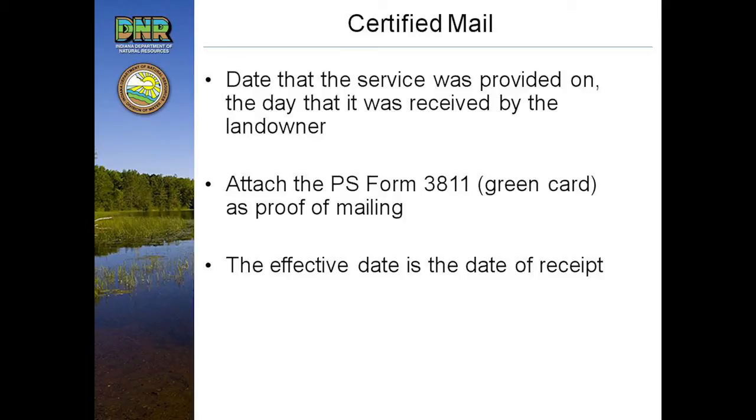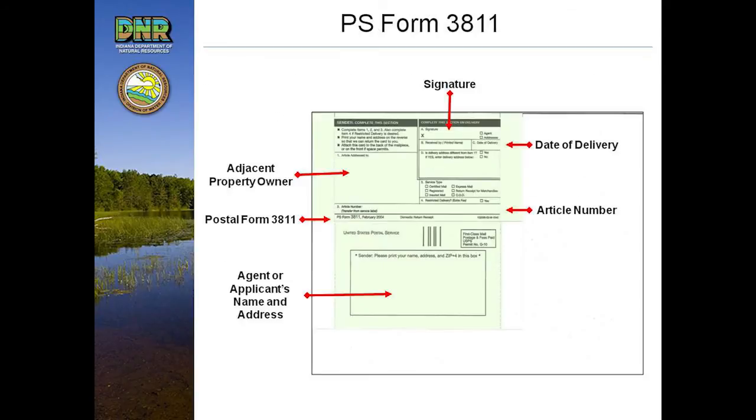Additionally, the effective date of the public notice is the last date of receipt if more than one certified mailing was sent out. Here's an example of PS Form 3811. Additionally, a certified mail receipt is not acceptable as proof of public notice.